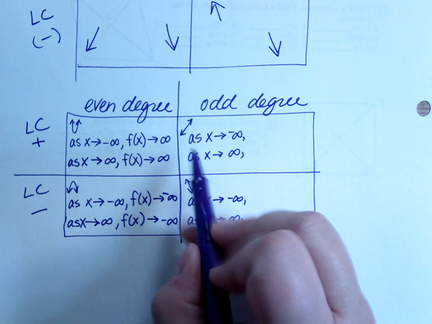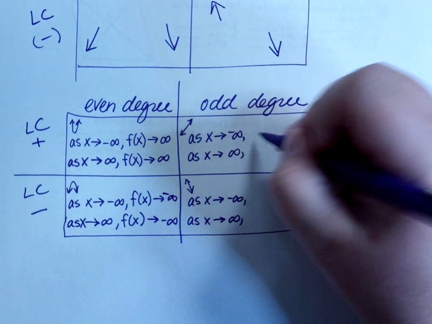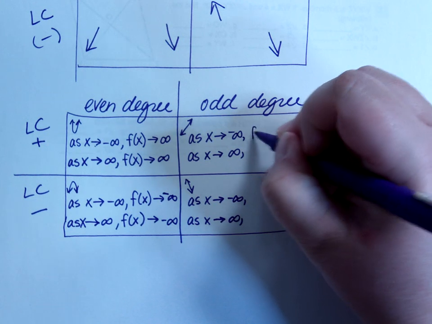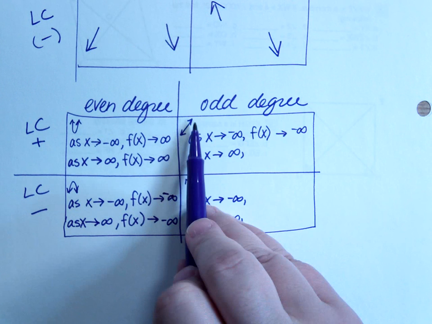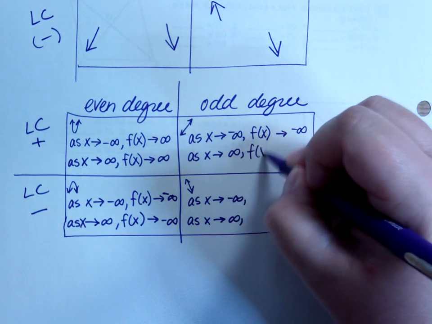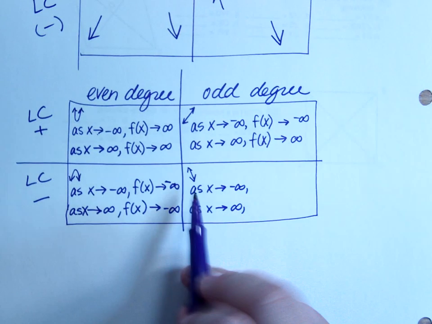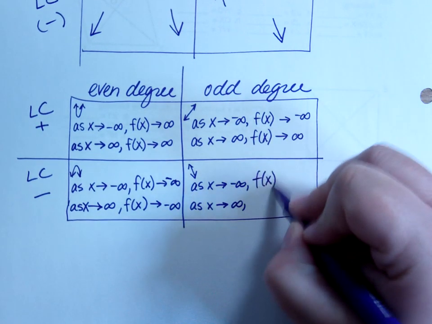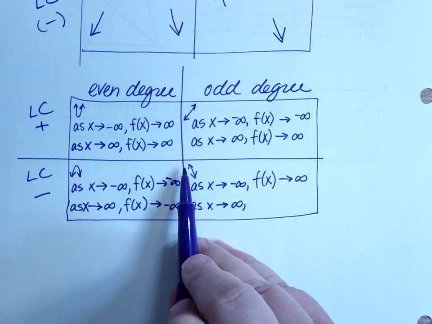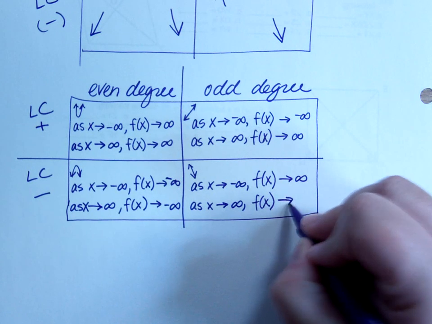Okay, so this is like a line. On the left, it points down, so f of x approaches negative infinity. On the right, it points up, so f of x approaches positive infinity. This one's the opposite. On the left, f of x approaches positive infinity. It's pointing up on the left. On the right, f of x approaches negative infinity.